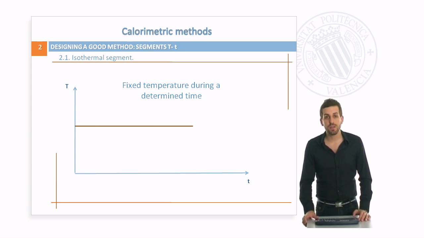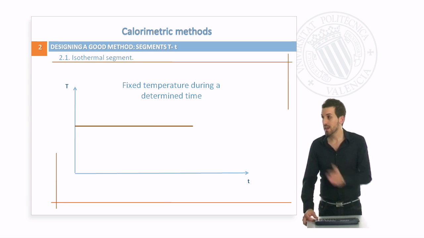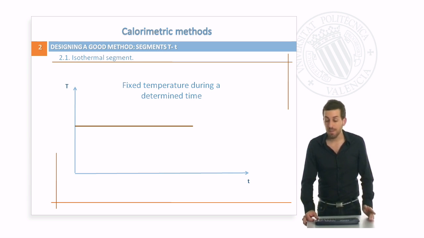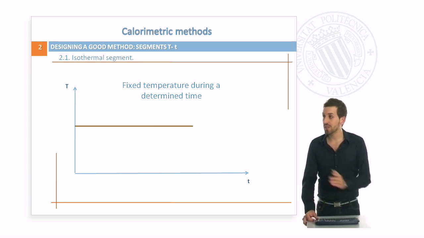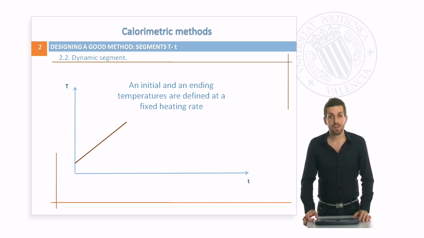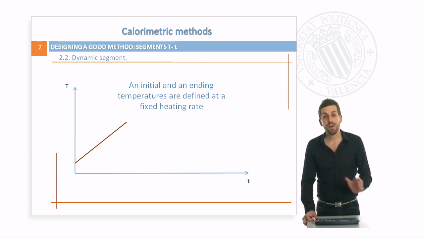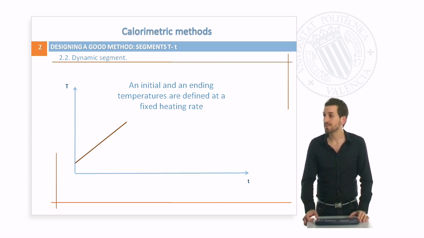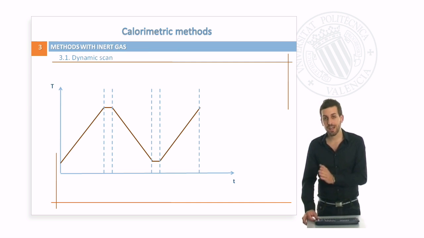How to define a good DSC method? By means of the combination of segments that relate temperature and time. In this way, if we want an isothermal segment, we will fix a temperature during a determined time. But if we want a dynamic segment, we will define an initial and an ending temperature related by a constant heating rate. Let's start then with the different DSC methods.